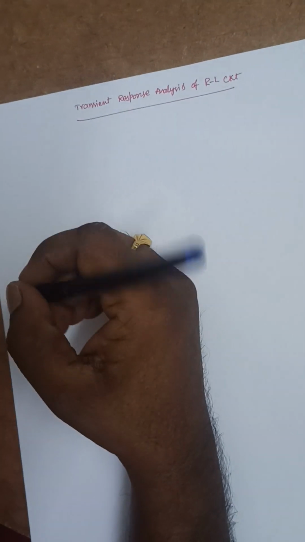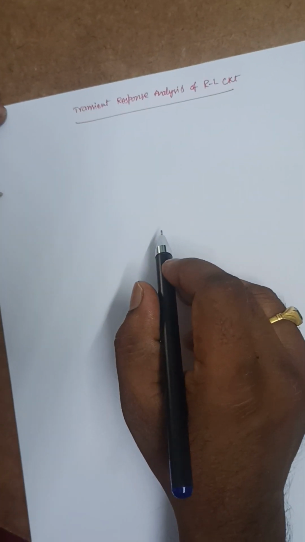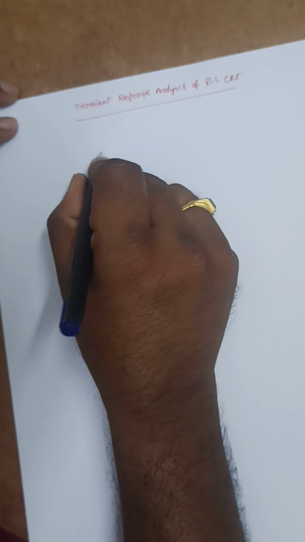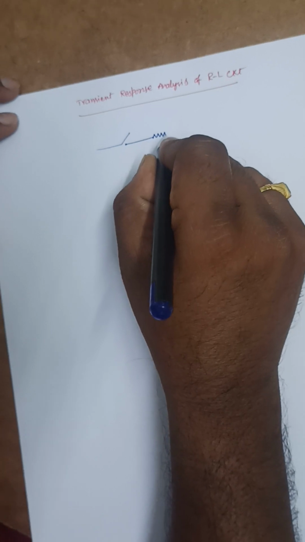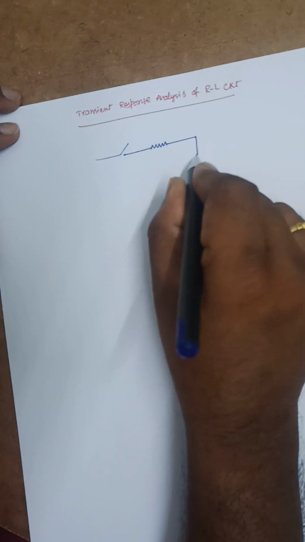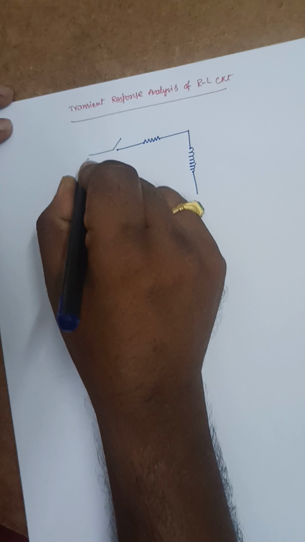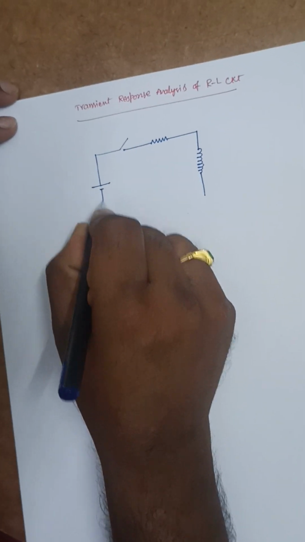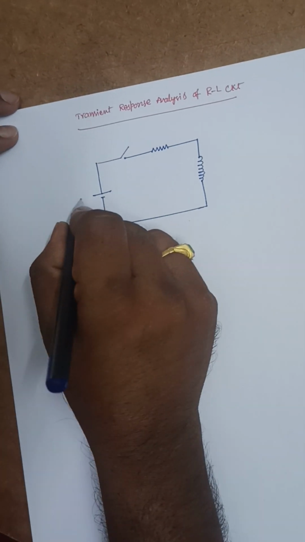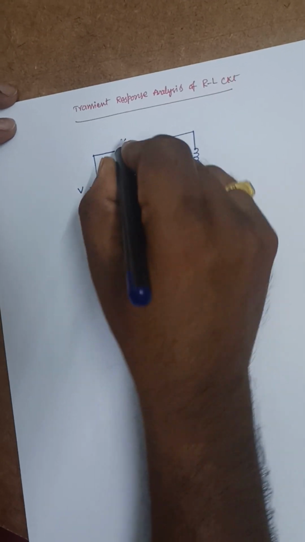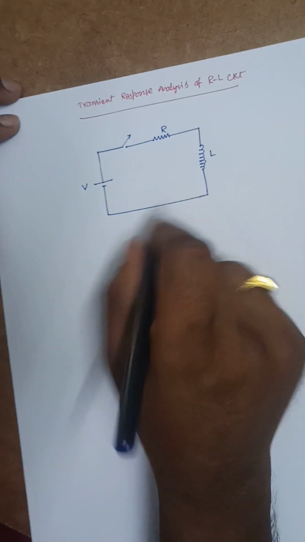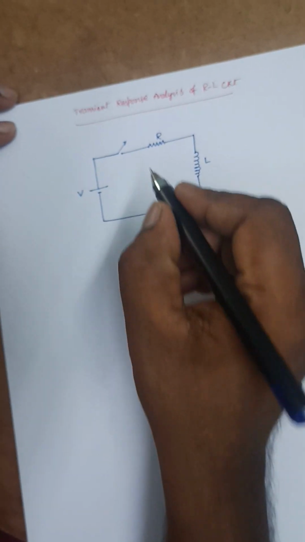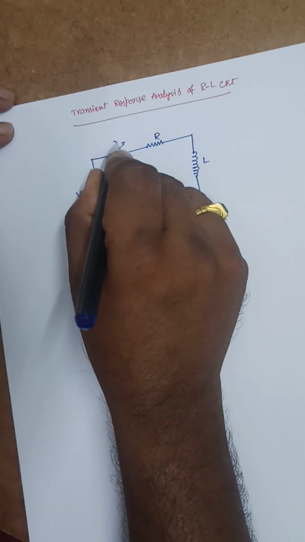So, to analyze this RL circuit, transient response analysis, let me consider an RL circuit which was controlled by a switch. So this is an RL circuit, and I am applying a DC voltage source whose value is V. It is R and L, and this switch is closed at t is equal to 0.